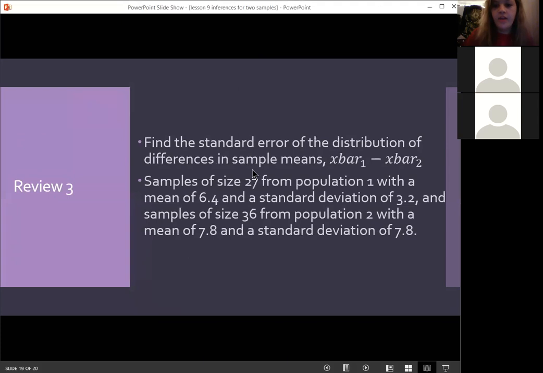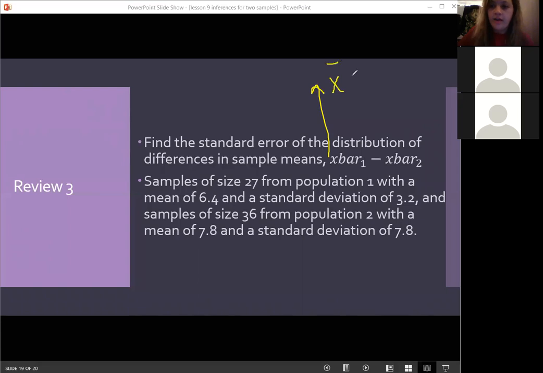All right, lastly, find the standard error of the distribution of differences in sample means, x bar 1 minus x bar 2. So a sample size of 27 from population 1. This is our first population with a mean of 6.4 and standard deviation of 3.2, and then samples of size 36 from population 2. This is our second population, with a mean of 7.8 and a standard deviation of 7.8 as well. So try to find the standard error for our difference in sample means, just to practice that out, and then we will go over it.